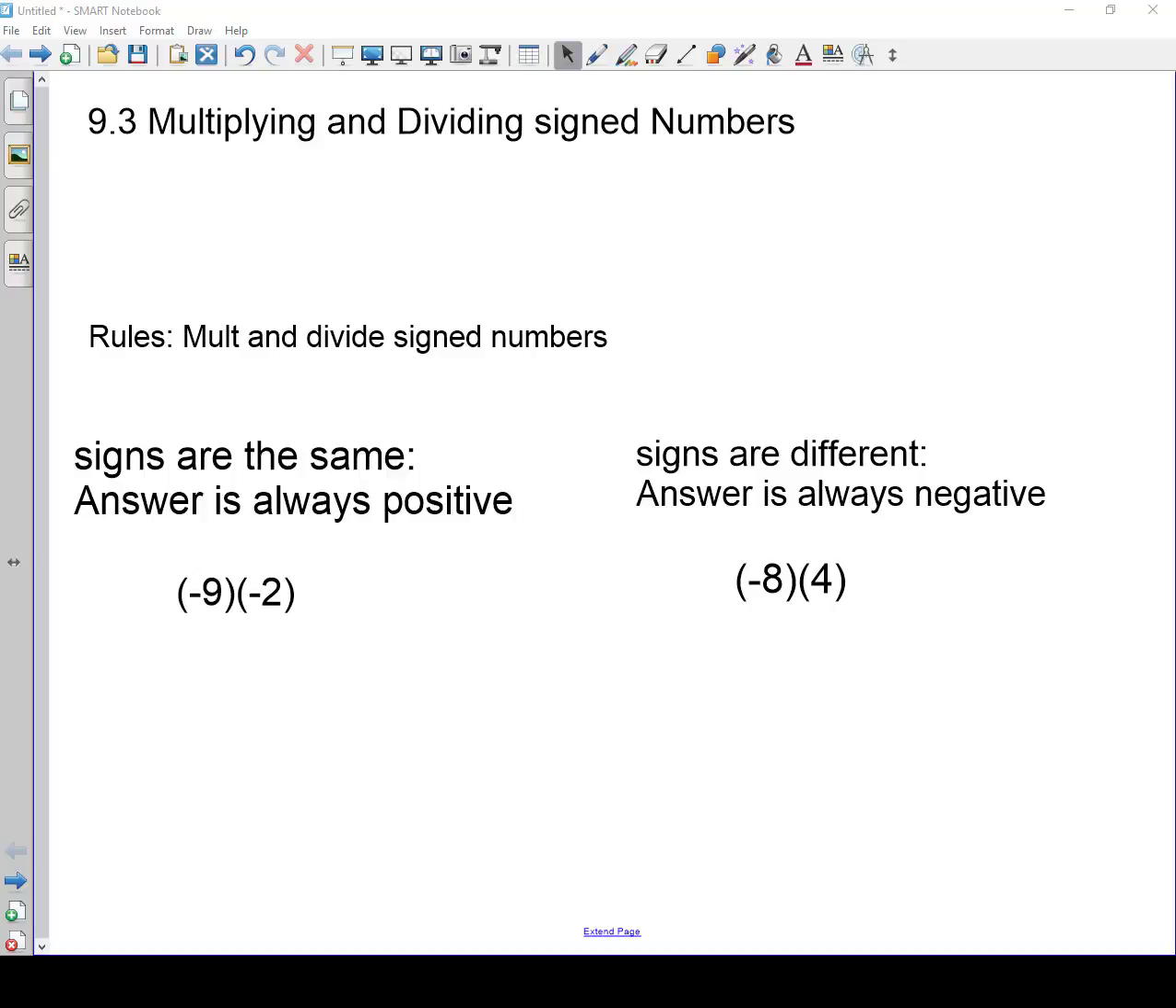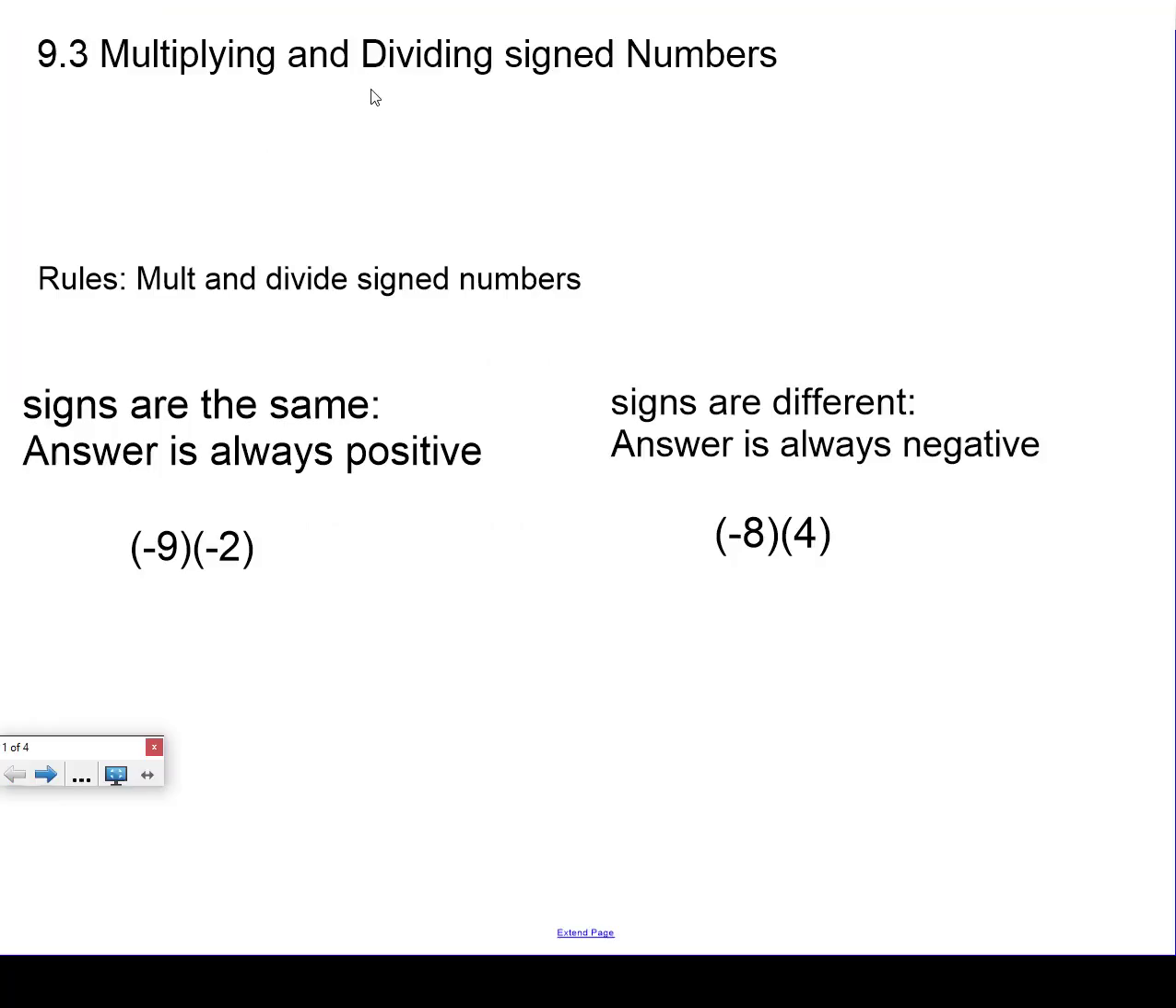All right, this is section 9.3. We're multiplying and dividing signed numbers. And you need to know a couple of rules before we get started with this. The first one is the rules are both for multiplying and dividing signed numbers. And so the rules are this: if the signs are the same, the answer is always positive.